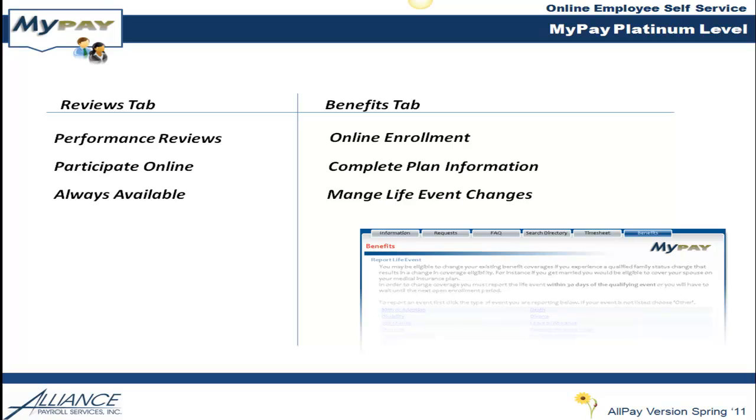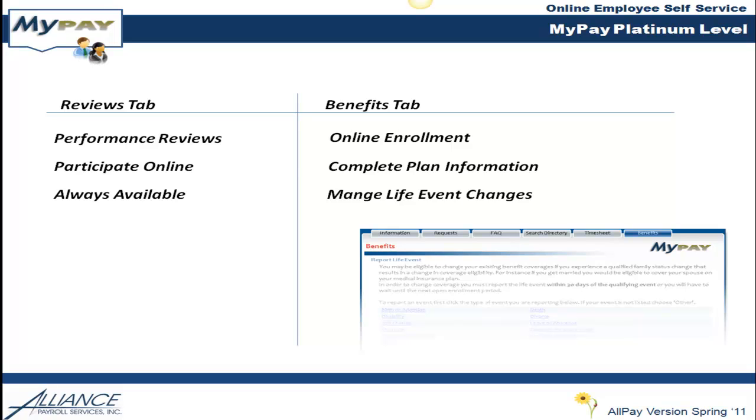So your employees can participate in the reviews, they can submit them, and they can review histories of them, all available within the MyPay portal. Next, we have the Benefits tab. From the Benefits tab, you can enable your employees to participate in online open enrollment or continuous benefits management themselves using their MyPay portal. They're going to have complete plan information, and they're also going to be able to manage life event changes.